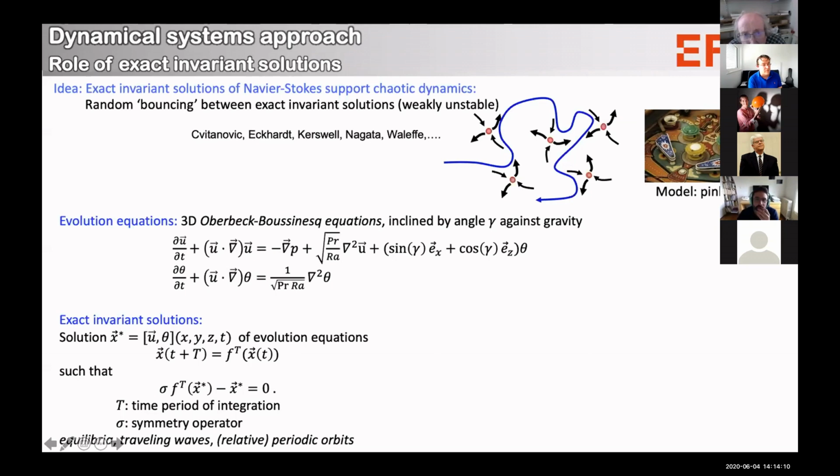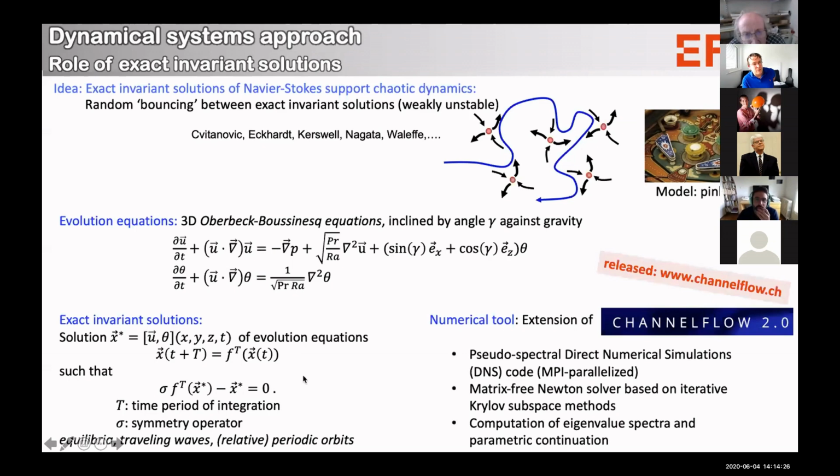Good, so how do we now solve this equation? If you think about this equation, if you discretize the flow in 10^6 or 10^7 degrees of freedom, this is a highly coupled nonlinear equation in 10^7 degrees of freedom. Well, that's exactly what we're developing the tools for. So if you want to check them out, they're publicly available here at channelflow.ch. And what it is, it's a pseudospectral DNS code, which is combined with matrix-free Newton methods and thereby allows you to then do, based on Arnoldi, eigenvalue calculations and parametric continuation. So if you want to know the details of how we do that, then go there. Instead of telling you exactly how we do these things, I want to tell you what we can do with these tools. Okay, so we now need to find these invariant solutions.